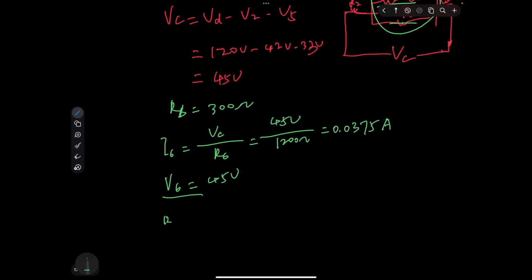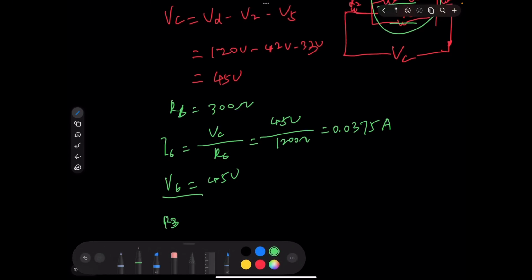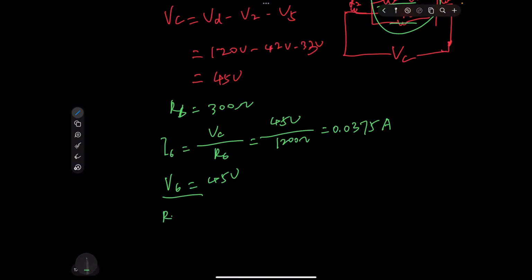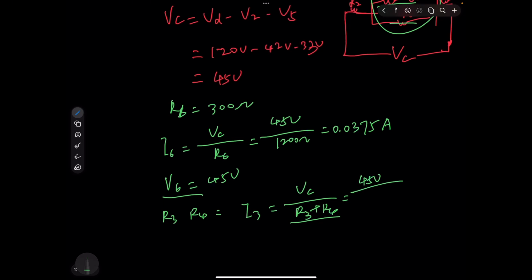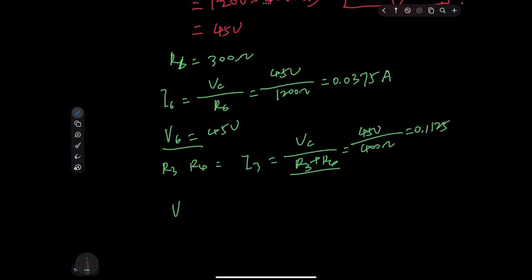And the current for R3 and R4 will be, let's say, I3 equals VC divided by R3 plus R4. This is our RA. So it'll be 45 volts divided by 400 ohms. That will give us 45 divided by 400, 0.1125 amps.